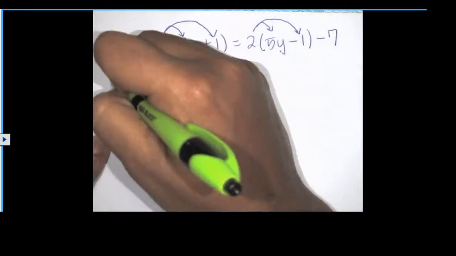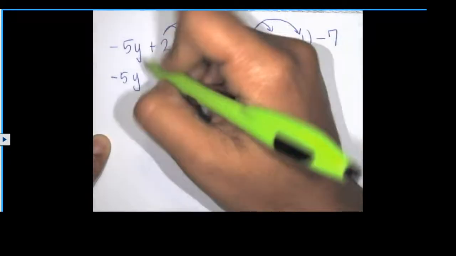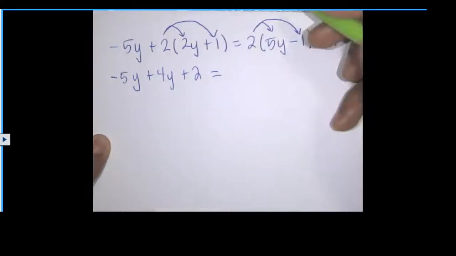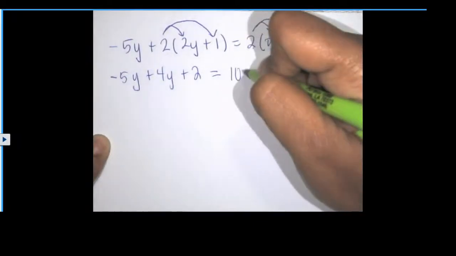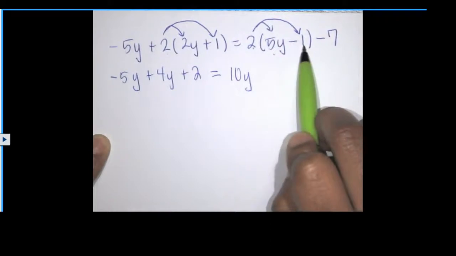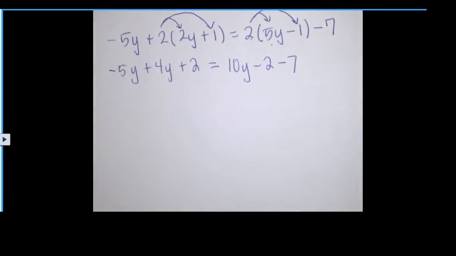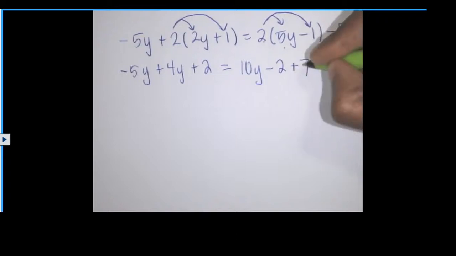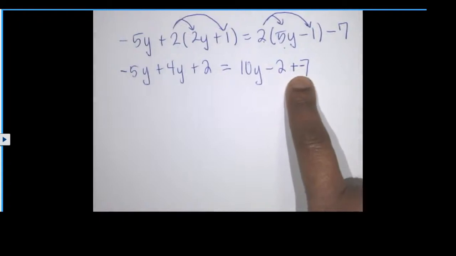Okay, so in this case, let's drop down the minus 5y. And then 2 times 2y is 4y. 2 times 1 is 2. Drop down our equal sign. Remember, always move from left to right. So we're going to do 2 times 5y, which is 10y. But 2 times negative 1 is negative 2. And then I'm going to drop down the minus 7. Now remember, I talked about when we did integers that if you would like to, you can change that minus to a plus and then bump back the negative so that you can see you really have negative 2 plus negative 7.